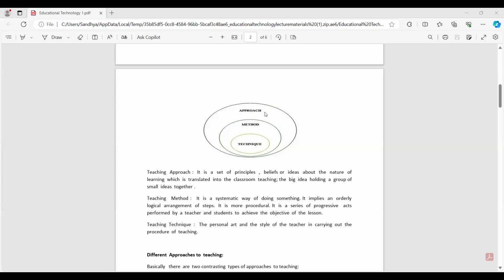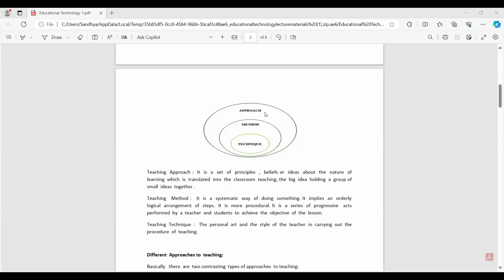But approach is very broad, and they are the philosophical assumptions of the teacher about how learning and teaching happens. So what you believe in how learning and teaching happens? Do you believe in teacher-centered approach or do you believe in student-centered approach? And accordingly, you first decide, I'm going to teach this lesson using the teacher-centered approach. I'm going to teach this lesson using the student-centered approach.